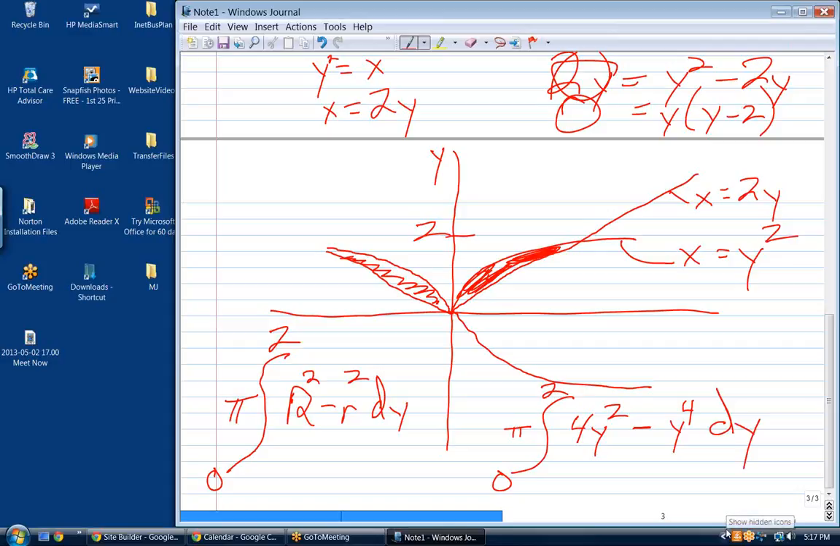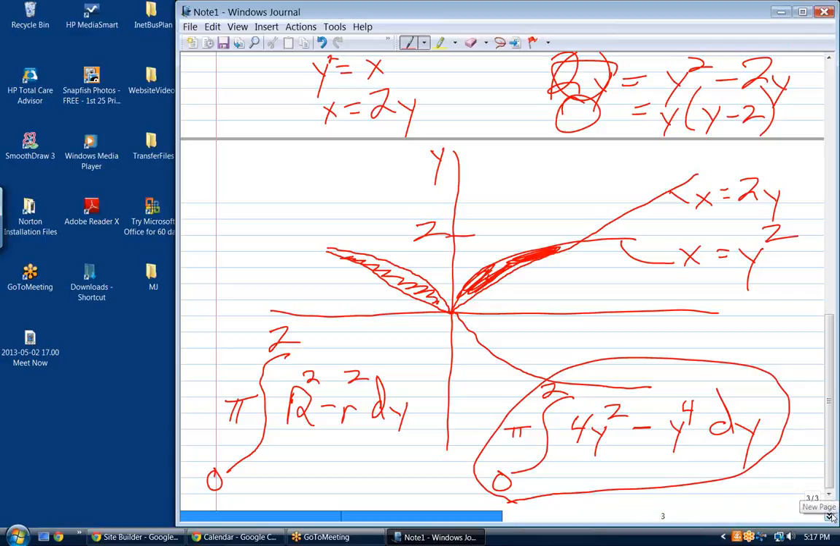Now this one, you can just use the straight power rule to integrate. You're good with both integrating that and evaluating it from 0 to 2? Yeah. Okay.